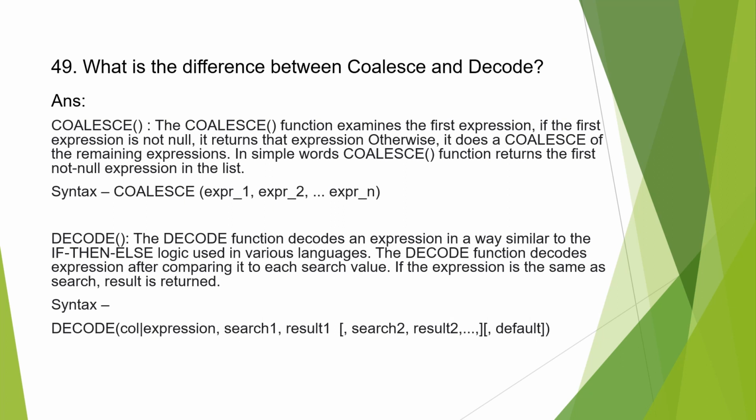Suppose our expression or column is not matching any of the search conditions, then it will give a default. We can mention a default value. Whenever the expression is not matching any of the search criteria, it will give the default value as the result. So that is the difference between coalesce and decode. Coalesce looks for the first not null expression, and decode tries to match the expression with the search conditions we have given. If it doesn't find the column or expression in any of the search criteria, then it will display the default result.